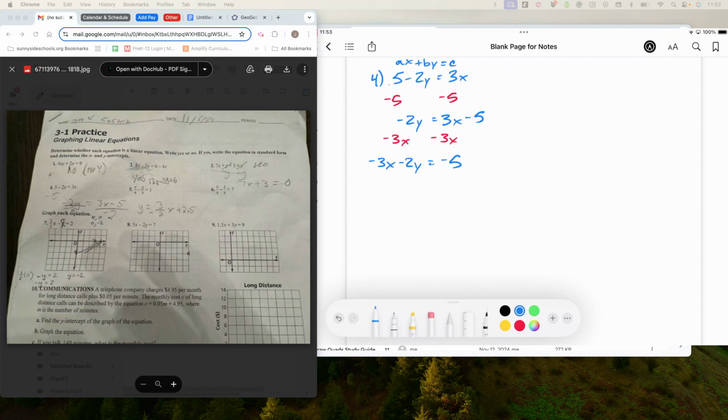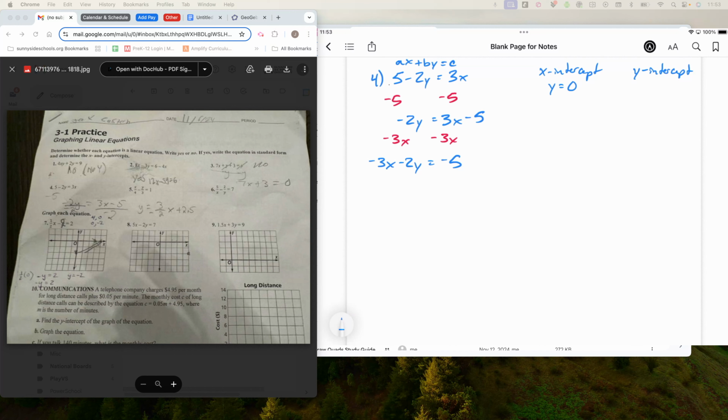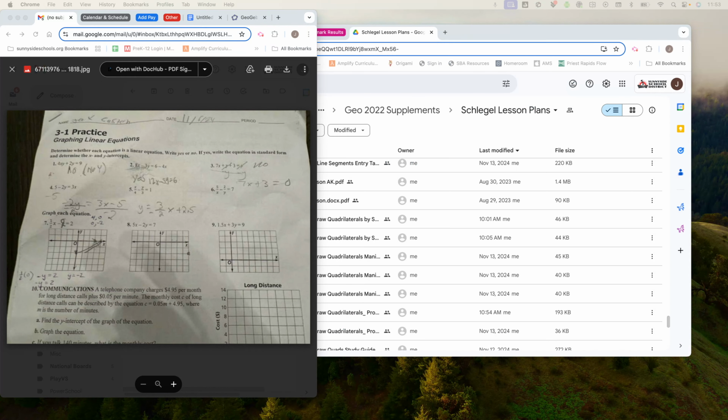So now we have it in standard form, so we do need to find the x-intercept and the y-intercept. Remember that the x-intercept happens when the y value is equal to 0, and the y-intercept happens when the x value is equal to 0. So we'll just copy our equation over. For this one, I do need to put 0 in for y. Solve this down.